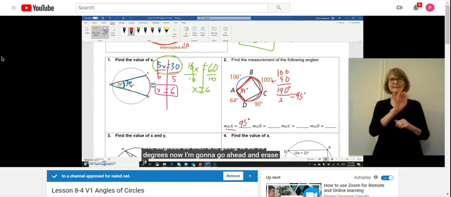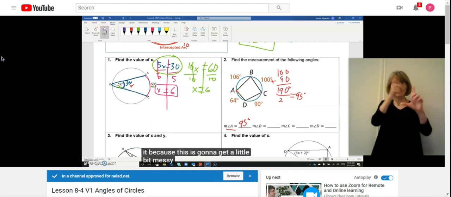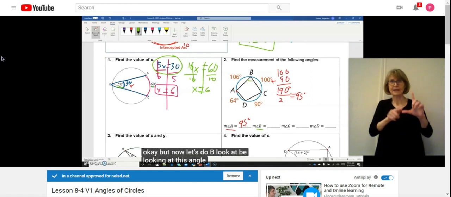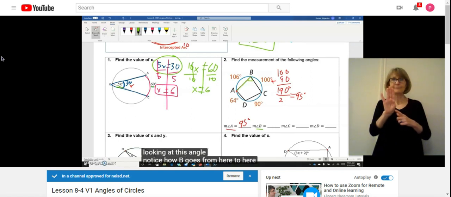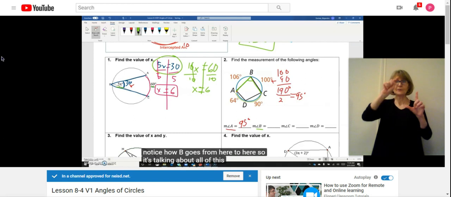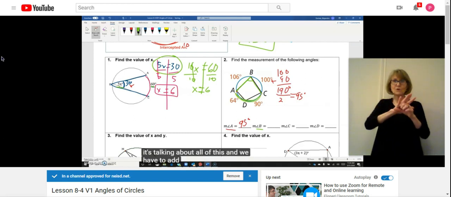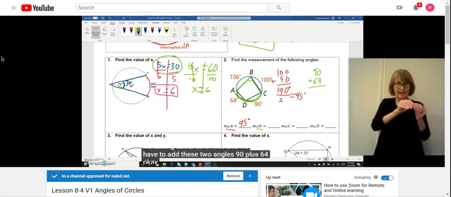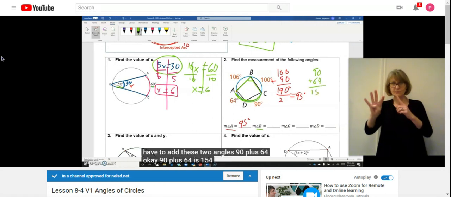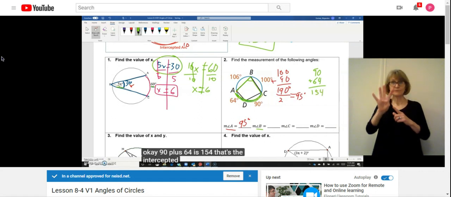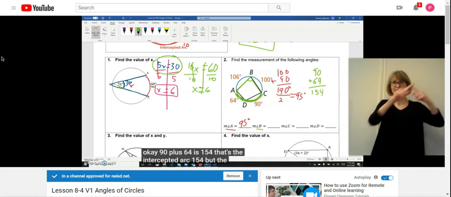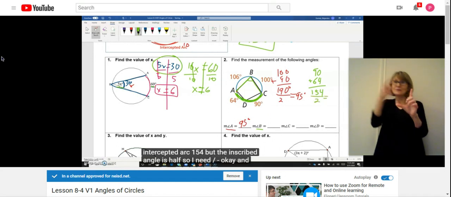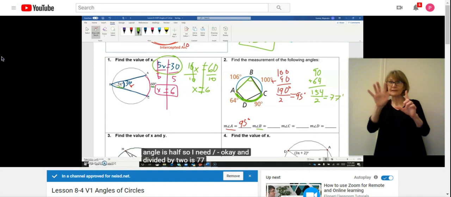Now I'm going to go ahead and erase it because this is going to get a little bit messy if I don't. Okay, but now let's do B. Looking at this angle. Notice how B goes from here to here. So it's talking about all of this. So then we have to add these two angles. 90 plus 64 is 154. That's the intercepted arc, 154, but the inscribed angle is half. So I need to divide it by 2. And divided by 2 is 77.